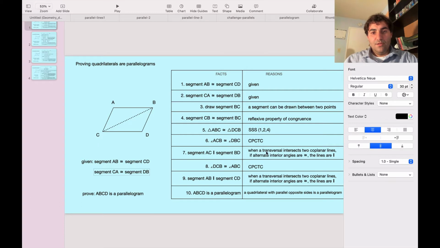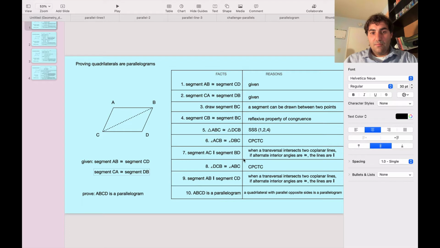Okay, so when a transversal intersects two coplanar lines, if alternate interior angles are congruent, then the lines are parallel. So if we take segment BC as the transversal, right? Well, we just showed that the alternate interior angles are congruent, right? So angle ACB and angle DBC, right? And they're both on opposite sides of this transversal, and they're in the interior region between side AC and side BD, right?